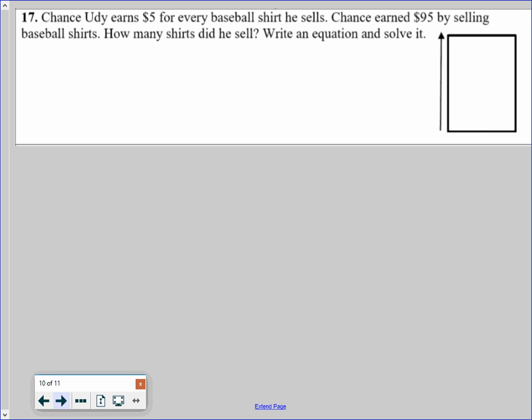Last one, number 17, says Chance Udy earns $5 for every baseball shirt he sells. Chance earned $95 by selling baseball shirts. How many shirts did he sell? Write an equation and solve it. So Chance Udy earns $5 for every baseball shirt he sells. So I would say he gets $5 per shirt, so that would be 5 times the number of shirts he sells, will give us how much money he has made. So we'll say 5 times the number of shirts, x, equals 95.